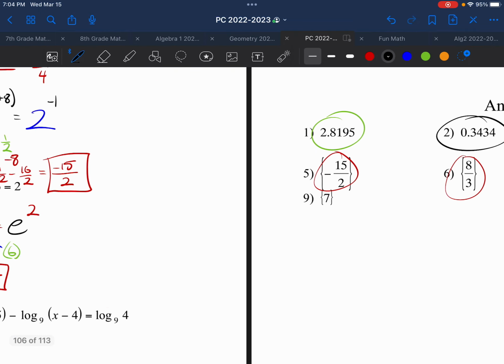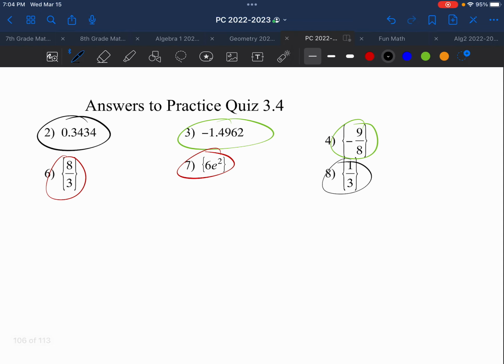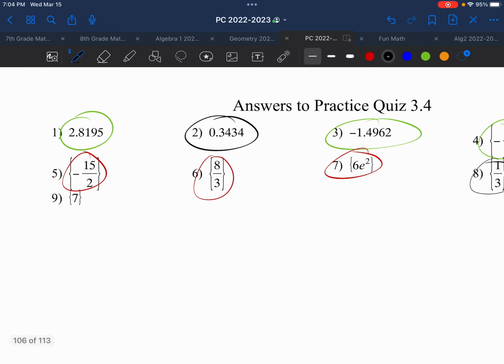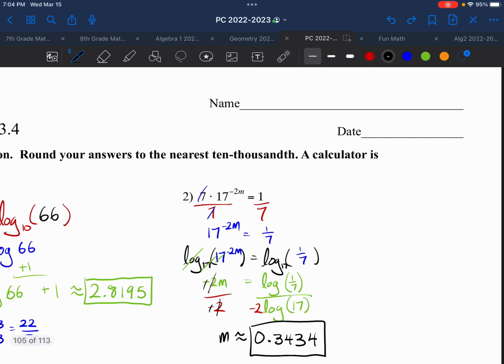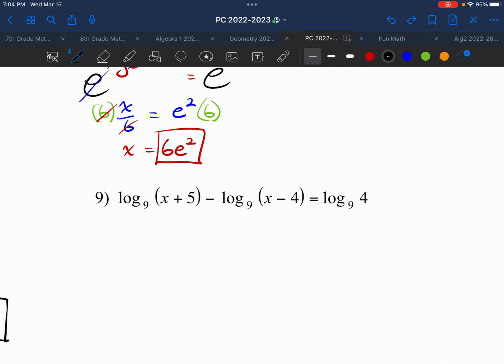X is 1/3 for number 8. Yes, there it is. 1/3 for number 8. We're on to our last problem. The answer is going to be 7. Hopefully we get 7. All right, number 9. Whew, the biggest problem. Here we go.